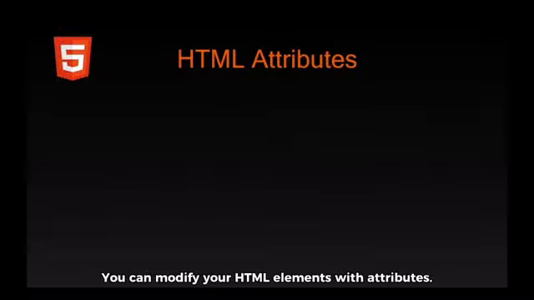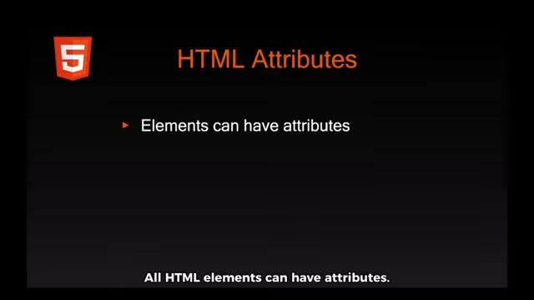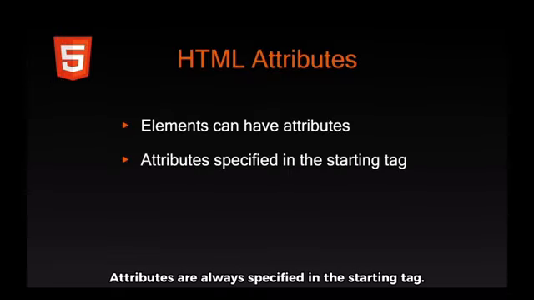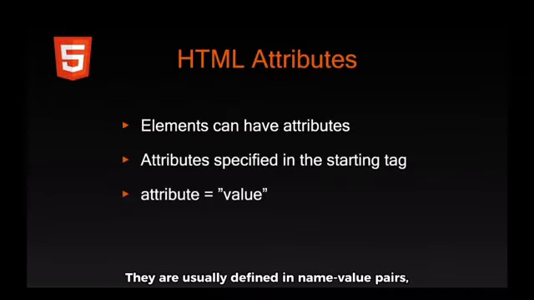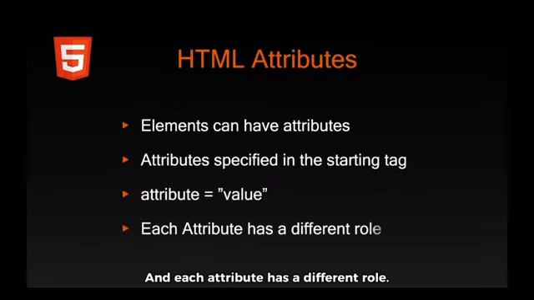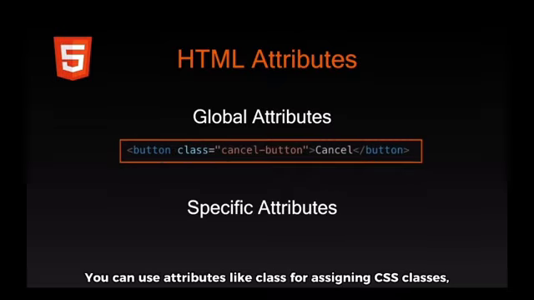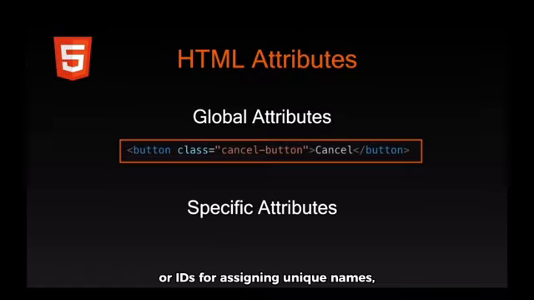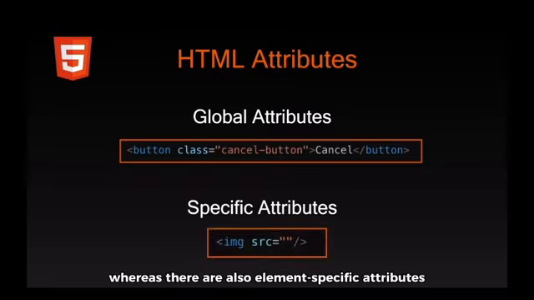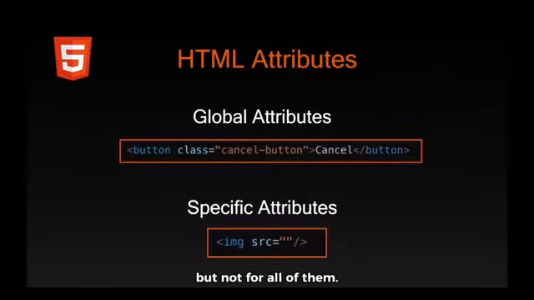You can modify your HTML elements with attributes. All HTML elements can have attributes. Attributes are always specified in the starting tag. They are usually defined in name-value pairs, like attribute name and then the value defined between double quotes. And each attribute has a different role. You can use attributes like class for assigning CSS classes or IDs for assigning unique names, which are type of global attributes. They can be used for every HTML tag, whereas there are also element-specific attributes that can be used for some HTML tags, but not for all of them.